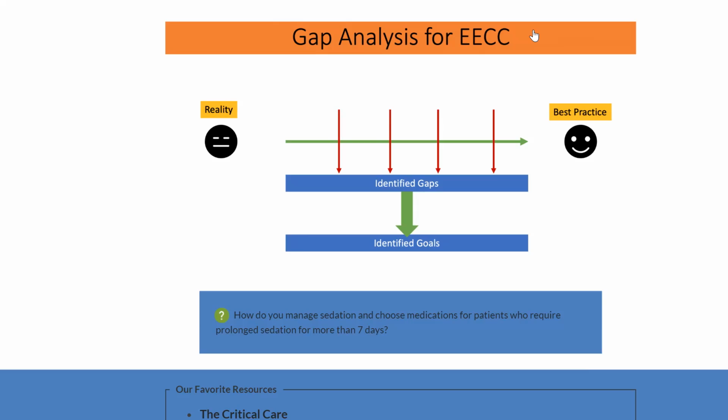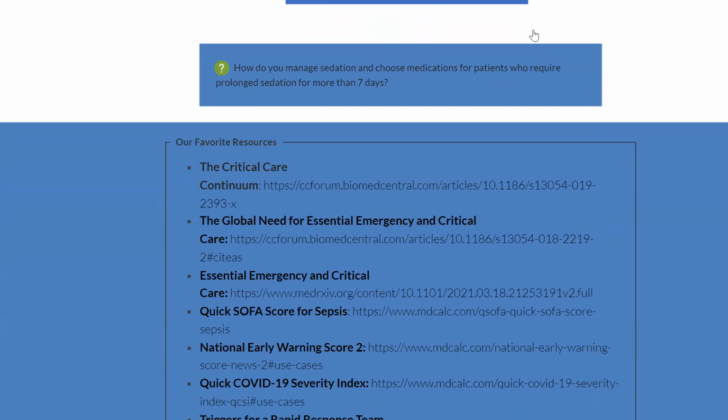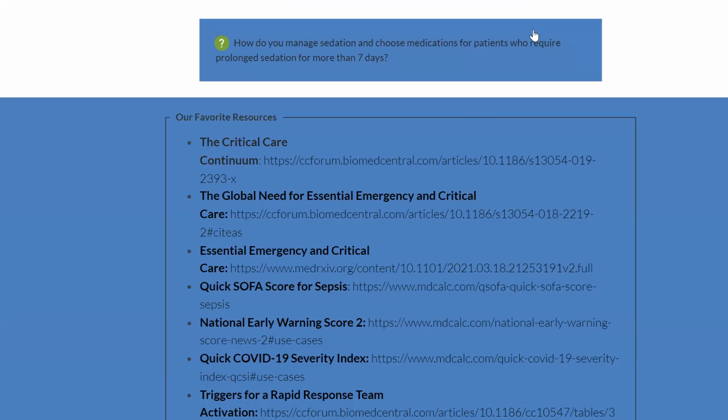It's always good to reassess, maybe every 2 or 3 months in a facility, so that you're able to follow up accordingly. The other question is, how do you manage sedation and choose medications for patients who require prolonged sedation for more than 7 days?